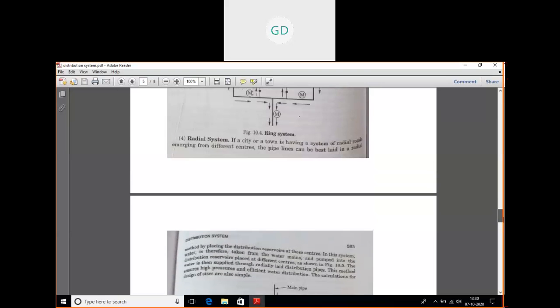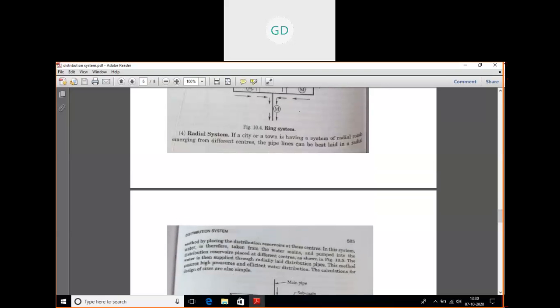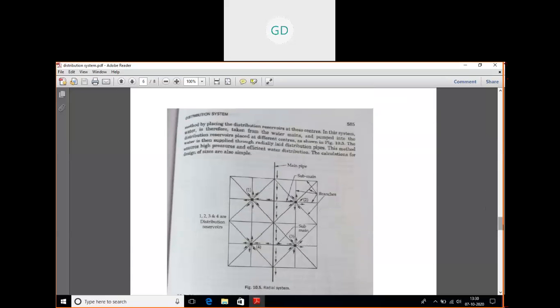Then from that distribution reservoir or service reservoir, the water is carried radially to the consumers. So basically the town or city is constructed in a radial system. If a city or town has a system of radial roads emerging from different centers, the pipelines can best be laid in a radial method by placing the distribution reservoirs at the centers. From the centers, the water is carried radially to the consumers. Here also the advantages and disadvantages are the same as those of your gridiron system. So these four are the different layouts of your distribution system.